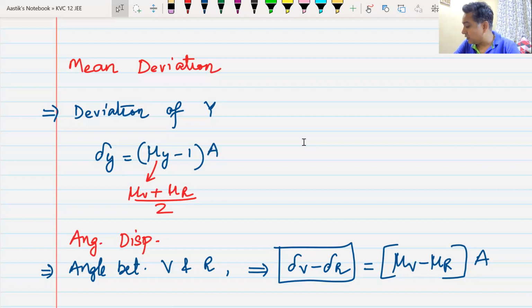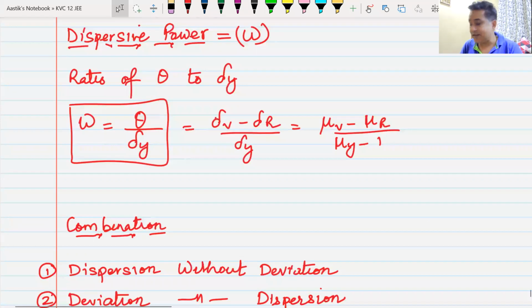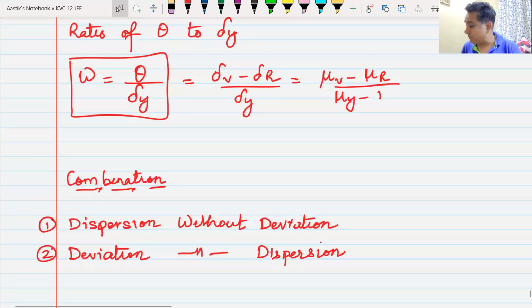Then the second term was angular dispersion. Angular dispersion was the angle between the violet ray and the red ray, delta v minus delta r, which is (mu v minus mu r) times A. Then we had also seen dispersive power, which is written as omega, and that is angular dispersion divided by mean deviation. And then we had seen the two types of combination that I just showed to you: dispersion without deviation and deviation without dispersion.